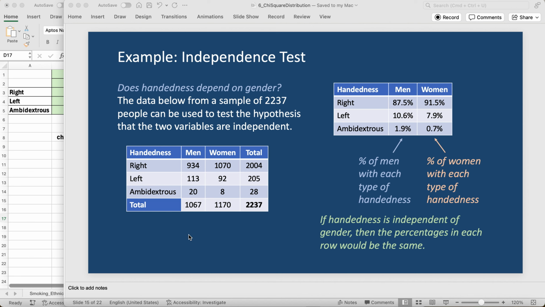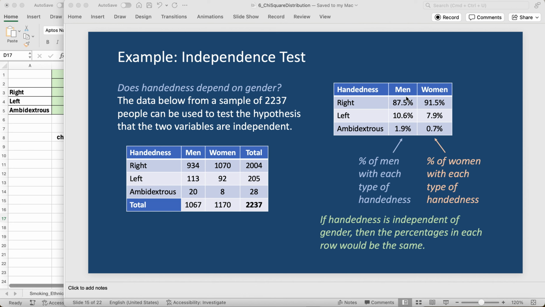Now, over here, these have been converted into percentages, so you can see the percentage comparison. So there's 87.5% men were right-handed, 91.5% women were right-handed. So these numbers are different. They don't match. And so we could wonder, does handedness depend on whether you're male or female? Is there some relationship here between these two categorical variables?